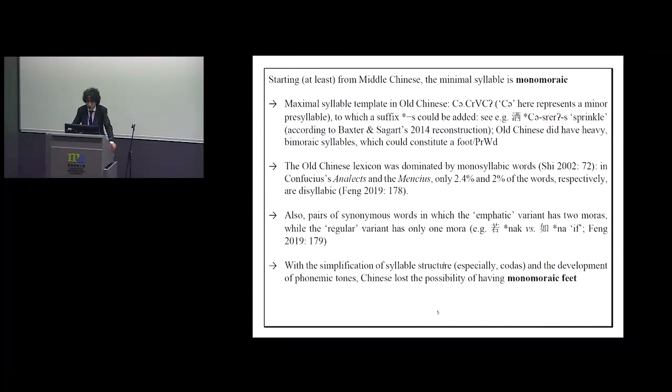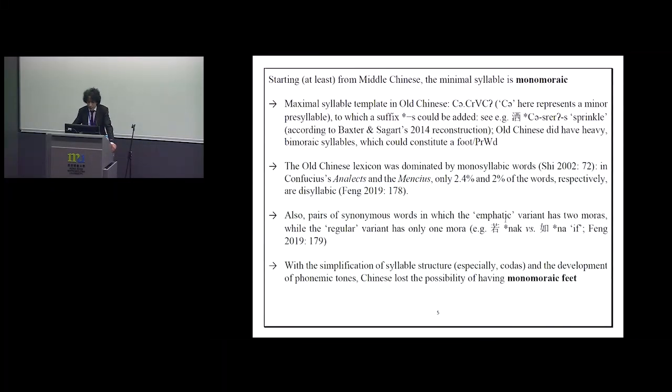And as further evidence of that, you even have, as evidenced by Feng Li, pairs of synonymous words in which one is the emphatic variant, which has two moras, and the regular variant has only one mora. As for instance, the reconstruction that you see here for this ruo and ru, which goes like na, so with a heavier syllable, or na with a shorter syllable. This being the emphatic form.